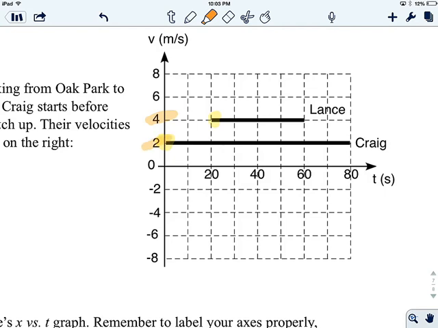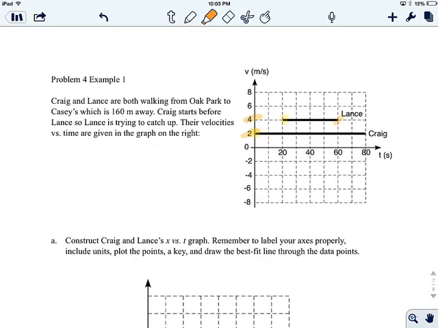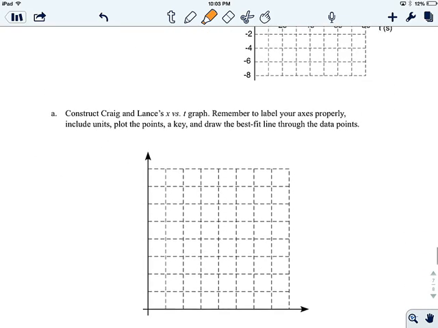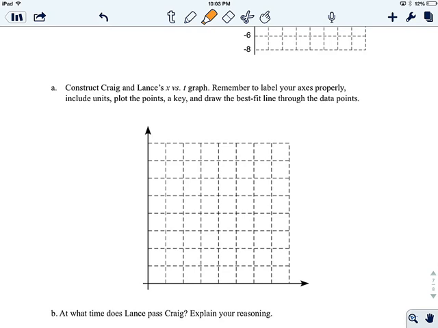So on our graph, we should see Lance starting later, but maybe he's going to catch up to Craig and pass him. And I bet you, because I see that this line ends before Craig's, that means Lance is going to stop walking before Craig. So I'll bet you that Lance passes Craig at some point. So down here it says construct Craig and Lance's X versus T graph. Remember to label your axes, include units, plot the points, key, best fit, and so on.